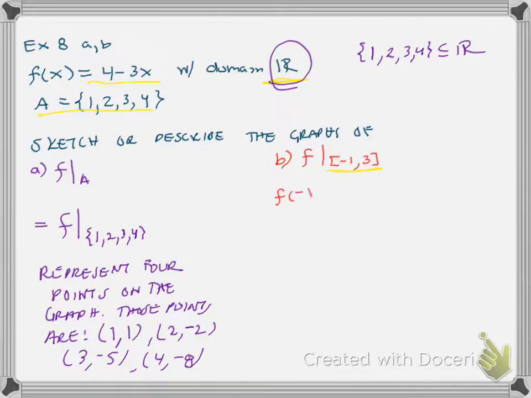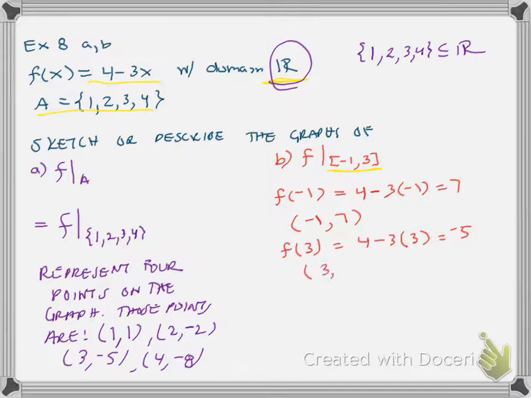Well, let's evaluate f of -1. That's going to give us 4 minus 3 times -1, which is 7, right? So that's the point -1, 7. And then f of 3 is going to be 4 minus 3 times 3. So that's -5. So that's 3, -5. So what this is going to represent is actually a line segment. I won't draw it out in its entirety.